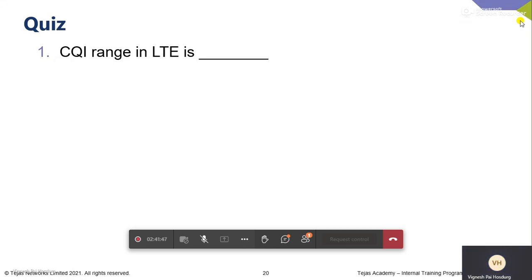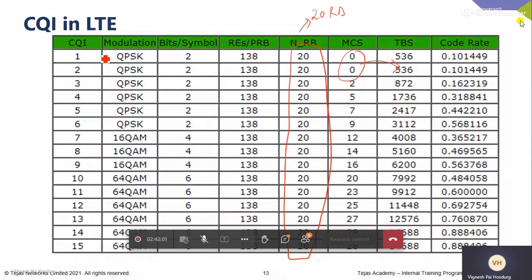0 to 6. Okay, I'll come to the answer. It is 1 to 15. If you look at the CQI table, it starts from 1 and goes up to 15. So the CQI range in LTE is from 1 to 15.